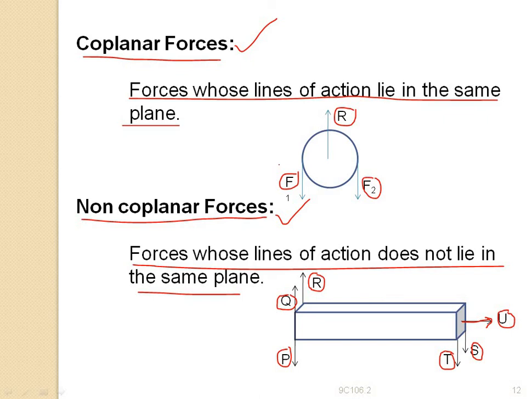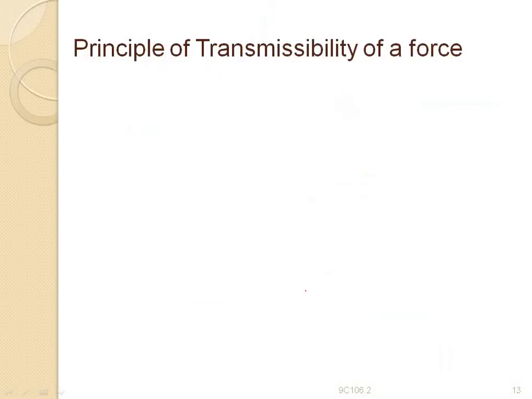You can understand the difference between these two from the diagrams. In the coplanar case, forces act downwards and one force acts upwards. Whereas here, three forces act downwards, two forces act upwards, and one force acts horizontally. That is why these forces do not lie in the same plane.